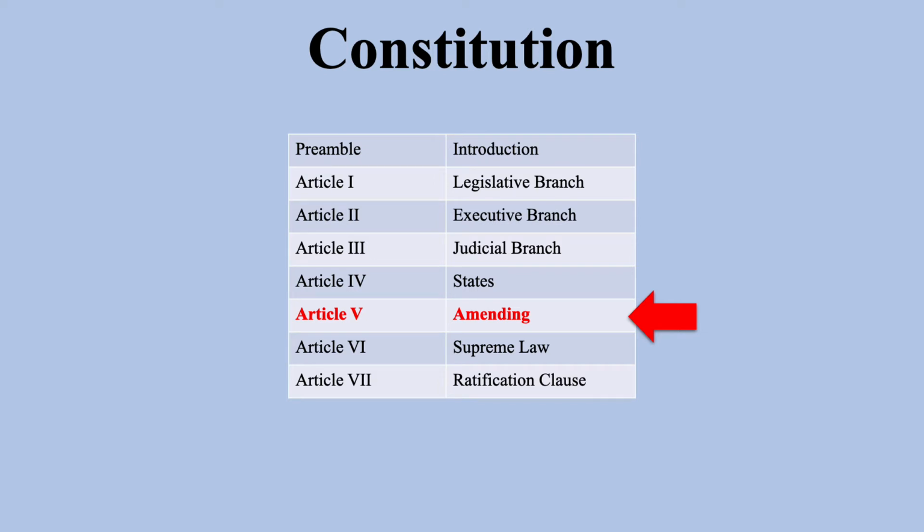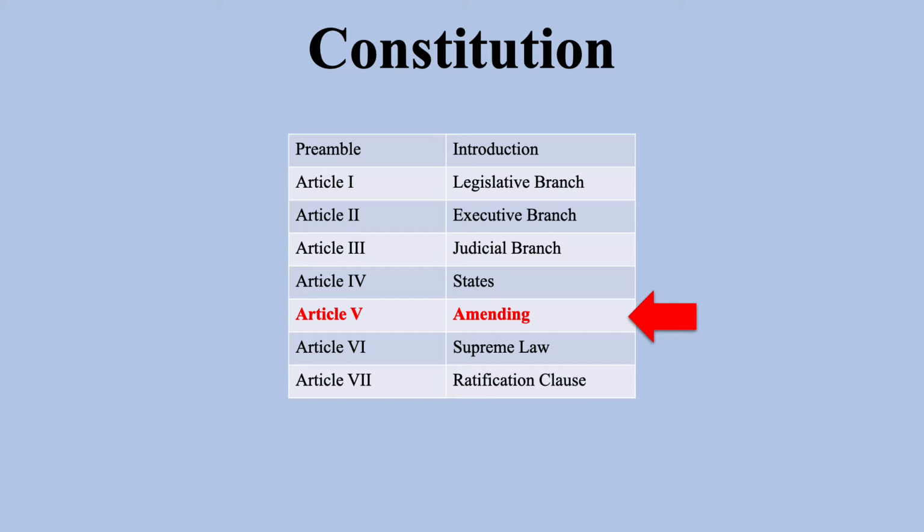As we discussed in a previous presentation, the Constitution is made up of a preamble or an introduction and then 7 articles. The 5th article provides that the Constitution is a dynamic document that can be modified and updated over time to meet the needs of an expanding and evolving country. Since its ratification, the Constitution has been amended 27 times pursuant to Article 5. The first 10 of those amendments are known as the Bill of Rights.